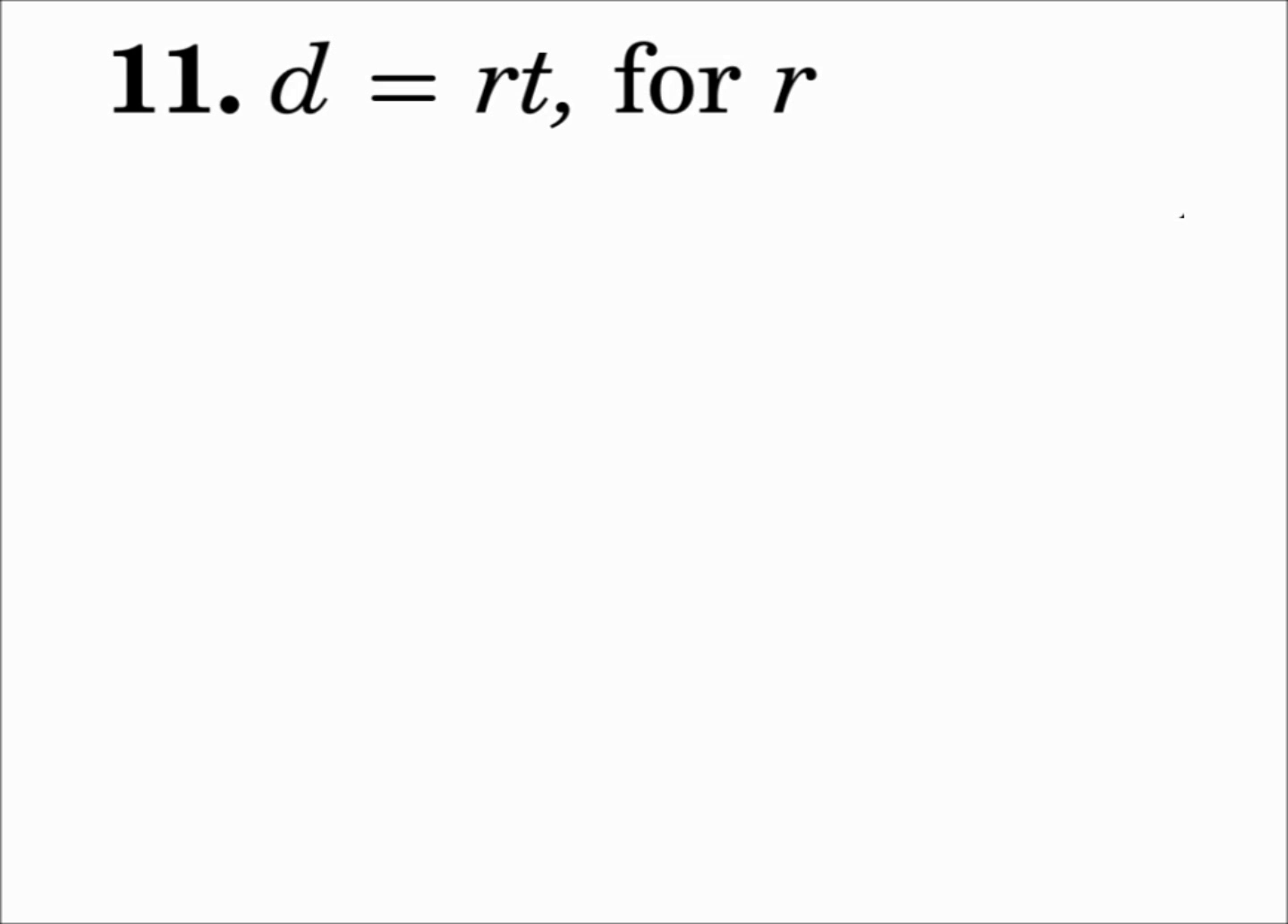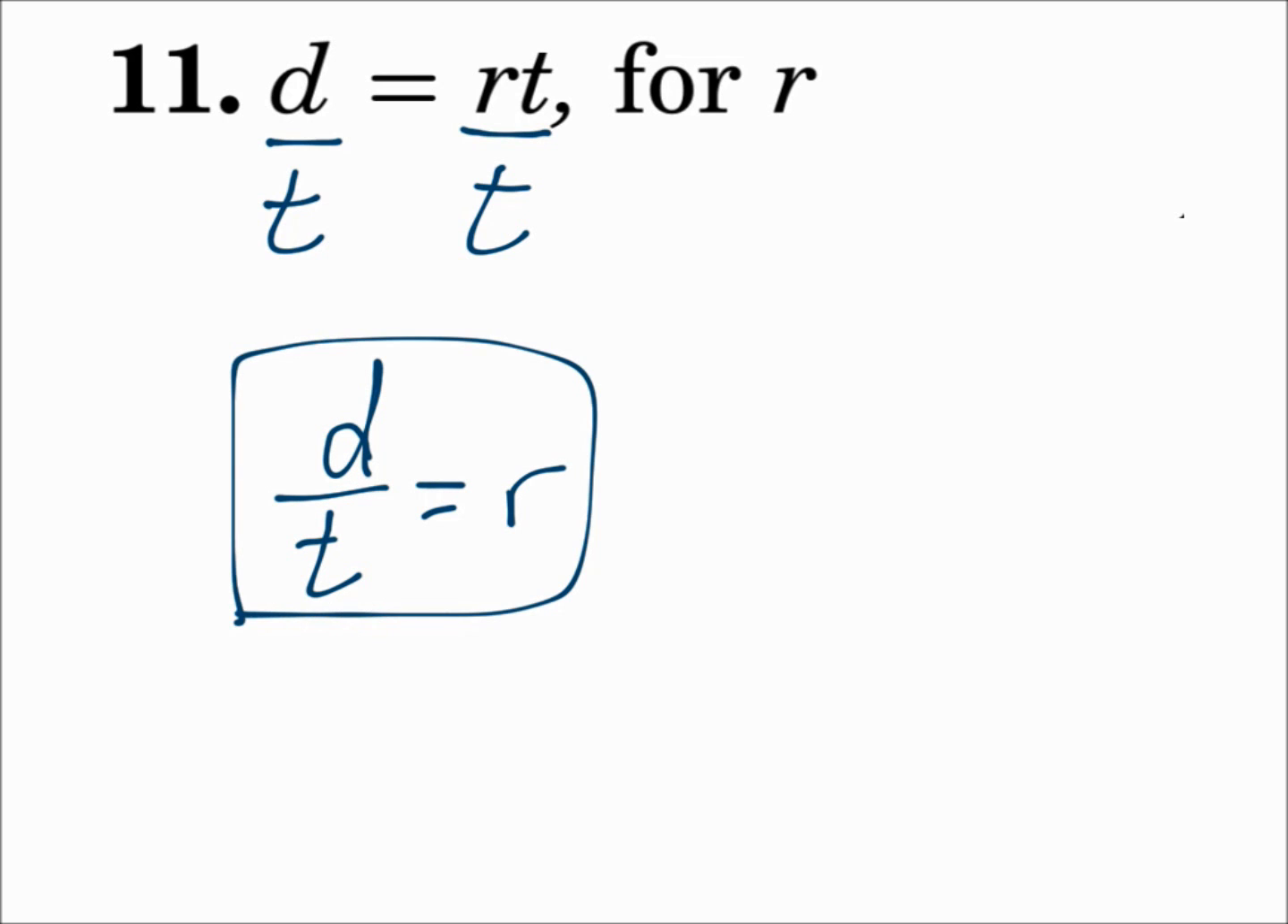Number 11. d equals r t. Solve for r. Well, there's a t over there with the r. It's t times r. Do the opposite and divide both sides by the t. The t's cancel on the right, leaving d over t. d over t equals r. Remember, you're not finished until the variable you're solving for is by itself. Once it's by itself, you're done.